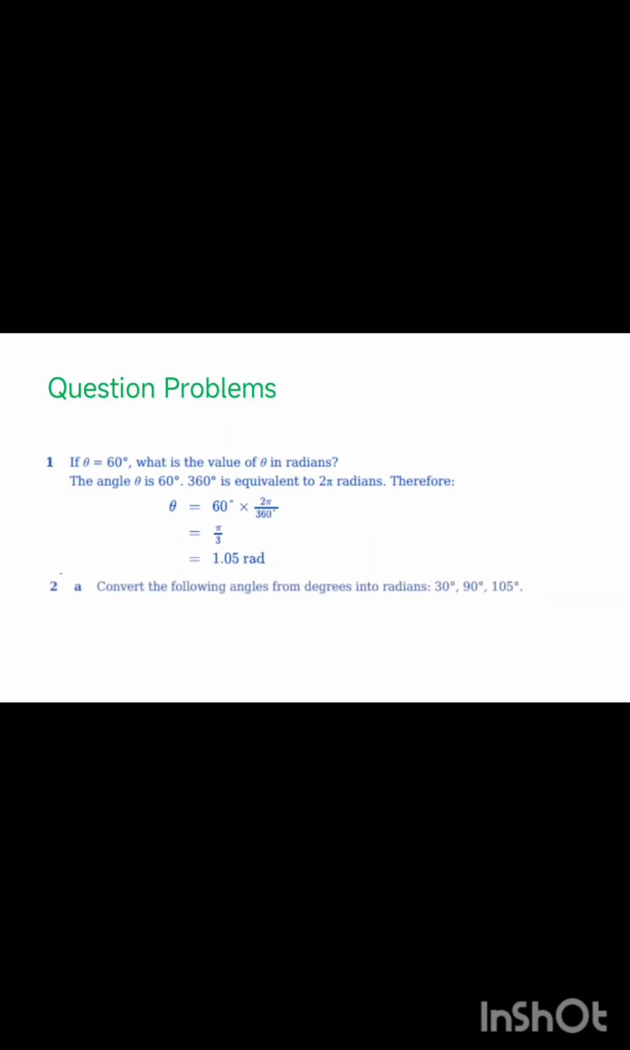Okay, so you can do the same with the other ones. For example, the next question is to convert the following angles from degree into radian. You can convert 30 degrees from degrees to radian by using the same method, and convert 105 degrees from degrees to radian by the same method, multiplying 105 by 2 pi over 360.